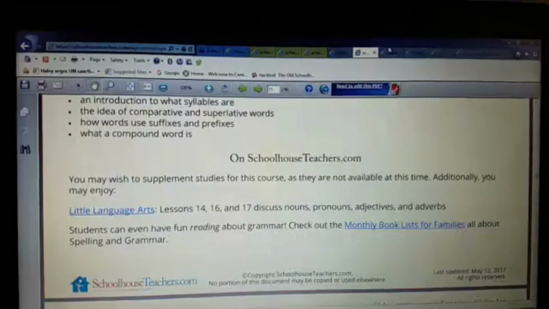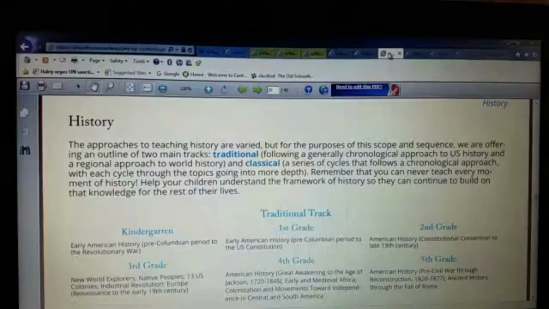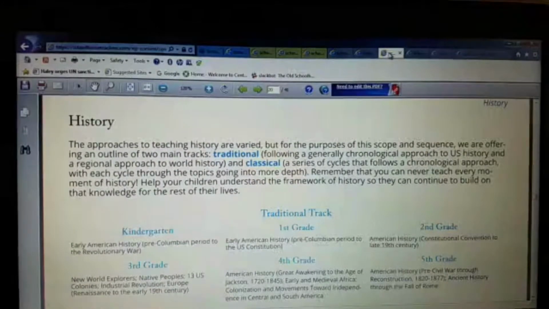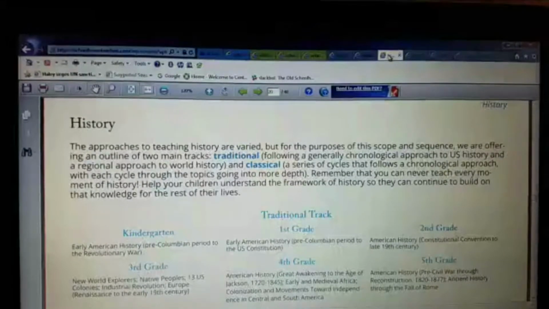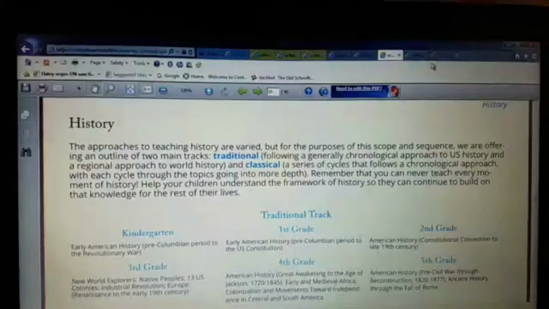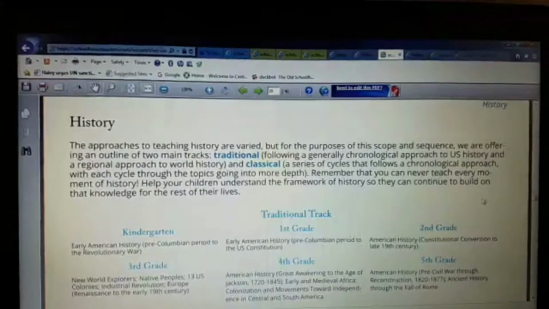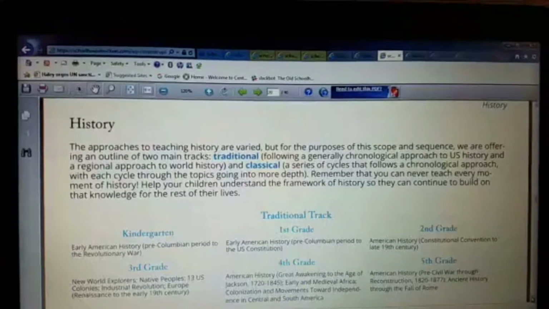Now the next subject we're going to look at is history. Now there's two kind of tracks for teaching history. One is traditional, and that's just a general chronological approach to U.S. history with a regional approach to world history. The classical kind of does chronological, but it goes more in depth and skips around sometimes. It doesn't really matter what you do and in what order.